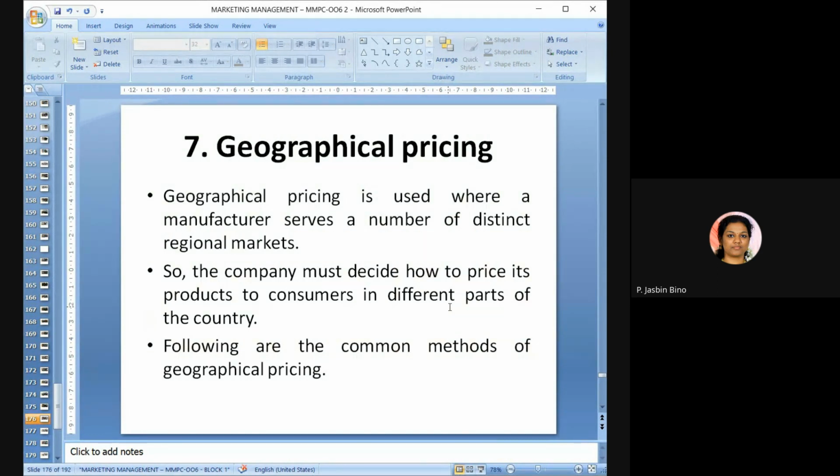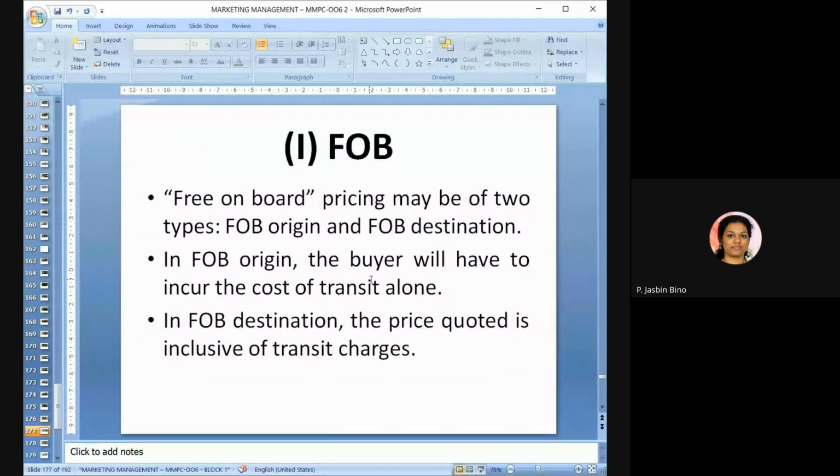In some geographical areas, people will not consider the price of the products. Even if the price is fixed at a higher rate, they'll go and buy the product. But in some areas, they'll be price sensitive, and if the price of the product is increased, customers will not go and buy it. So based on the market situation, area wise, the price of the product will differ. These are the common methods of geographical pricing.